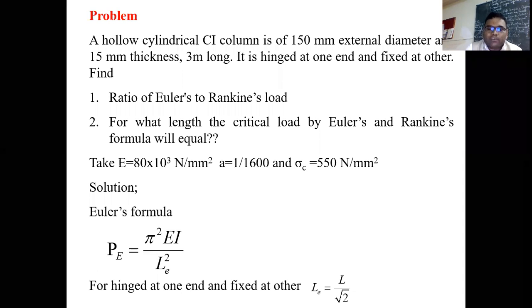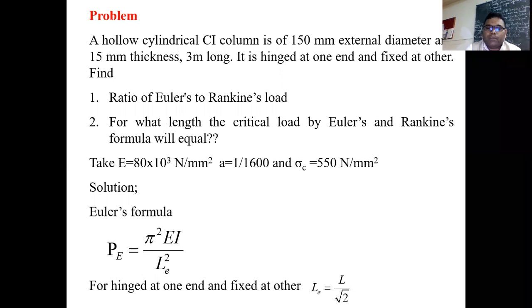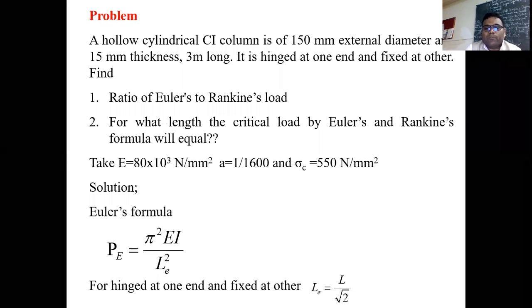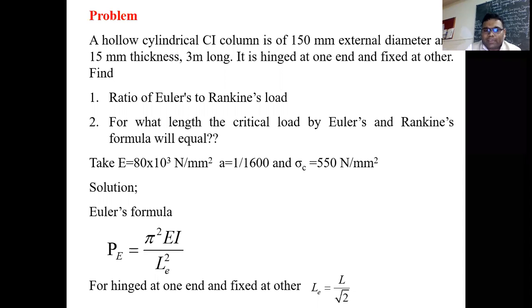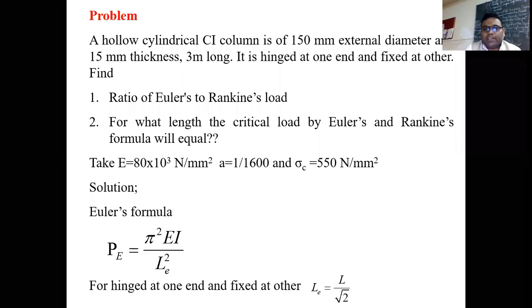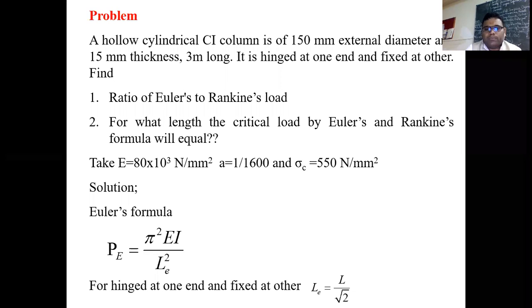So let's find out what we have to determine in this numerical: the ratio of Euler's to Rankine load. So first we have to calculate the Euler load and then the Rankine load, and we have to give the solution in the form of the ratio of both. For what length will the critical load by Euler and Rankine formula be equal? That is simple. We just equate both formulas and get the length of the column where the critical loads by Euler and Rankine will be equal. This is the simple concept behind that, dear students.